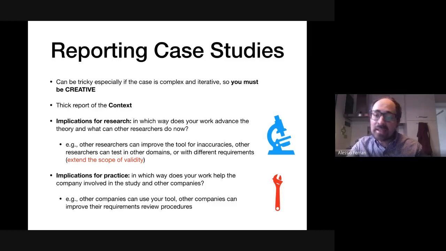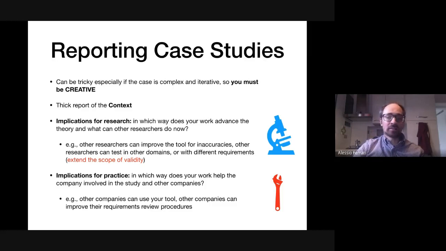Of course, in our case, you can say that other researchers can improve the tool for inaccuracies, or can test in other domain and with different requirements, because you are sharing the tool and you allow them to extend the scope of validity of your study. If you don't share the tool, the implications for research are much limited. So these are things that you should consider.